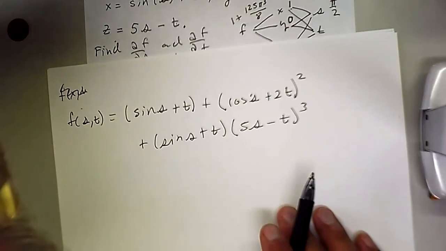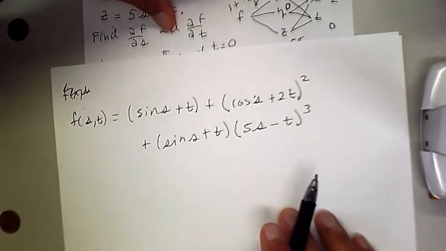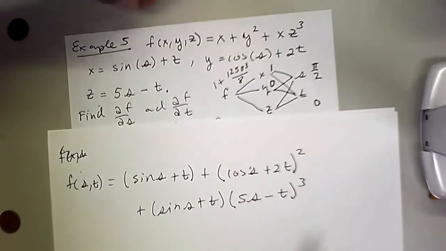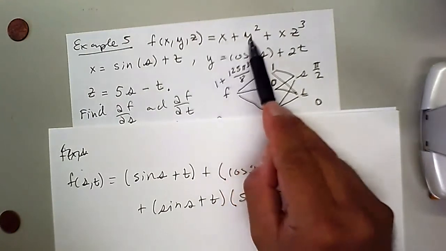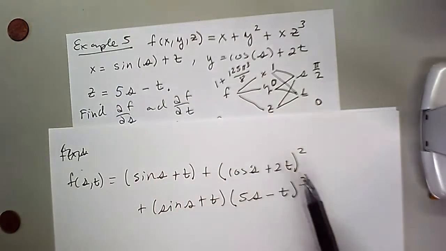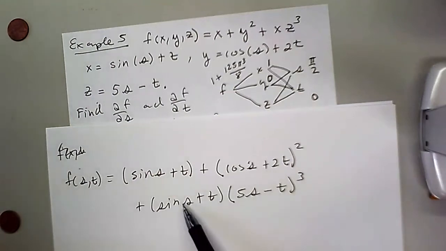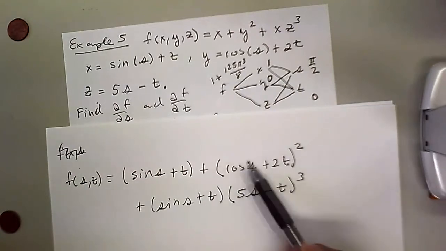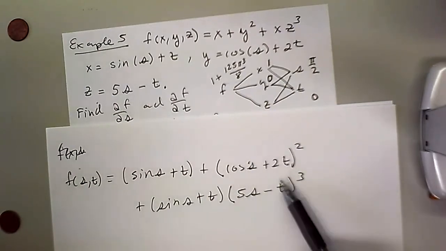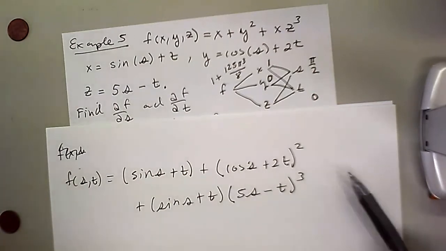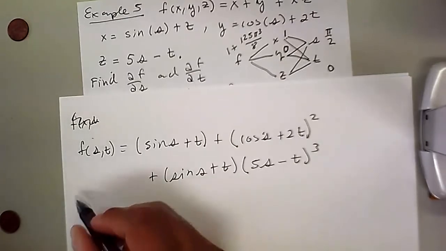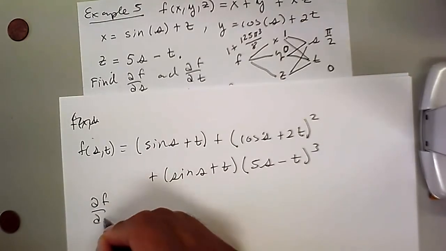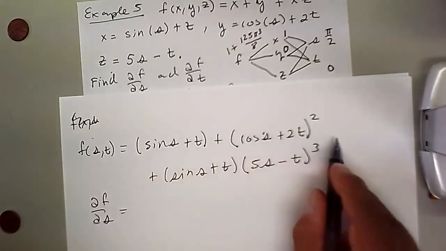Rewrite f in terms of s and t. There's x, y, and z, and we know what x, y, and z are. There's x, y squared, x, z cubed. And then we would have to simplify, maybe FOIL that out if you wanted to multiply it out. And then the question is, what is the partial of f with respect to s? And then we would have to go through all of this.